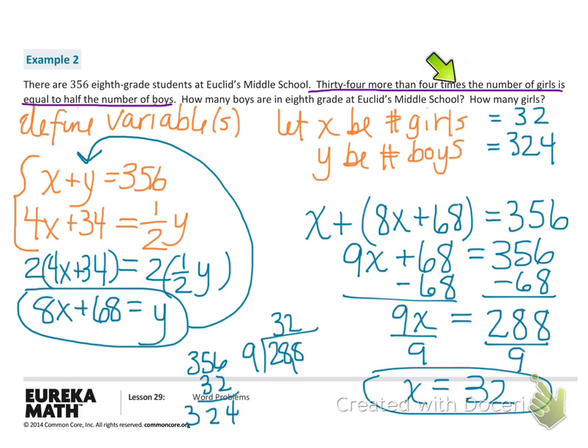And if we want to check our answer here, we know that it fits with the first equation, x plus y equals 356. We might want to check it with this equation. So we'd go 4 times 32 plus 34, and ask myself, is that equal to 1/2 of 324? So you can do that check and make sure that this is a solution to our equation right there. Okay, it's always a good idea to check your work on these.